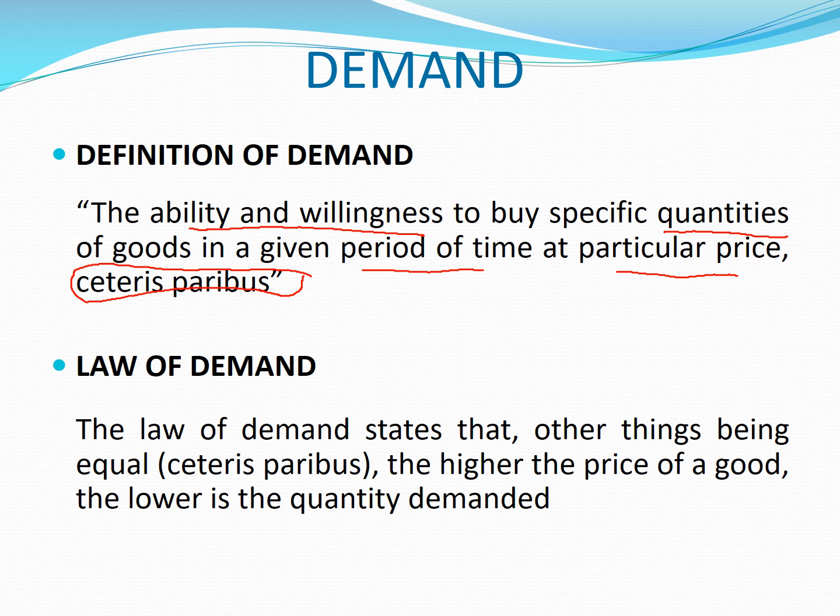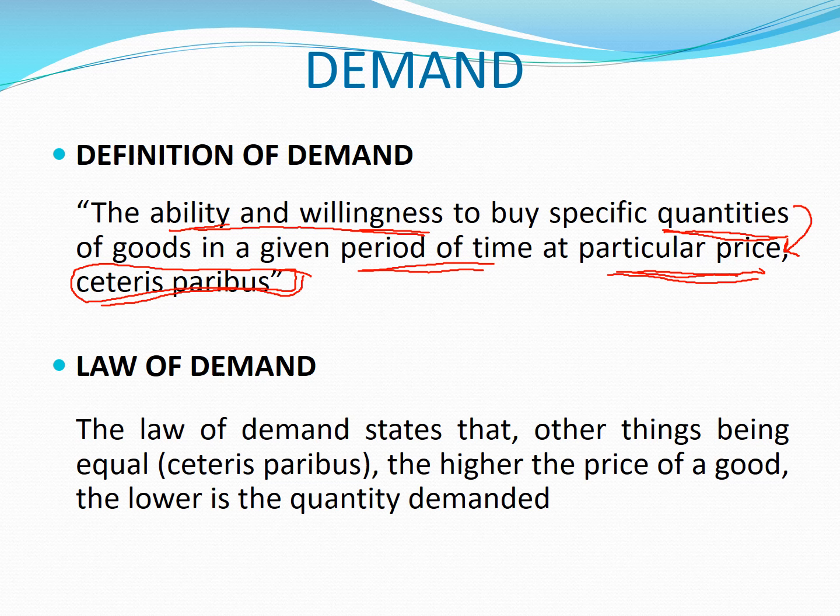So you are able and willing to buy a specific good, and the amount or quantity that you want to buy is at a specific time period and specific price. At 2 ringgit, how much do you want to buy? At 5 ringgit, how much do you want to buy? The quantity depends on the price. How many tables you want to buy depends only on the price of the table. You assume that other things remain constant. That is what is meant by ceteris paribus. Other things may be your income, your taste and preferences, and other factors. The only thing that changes is the price.